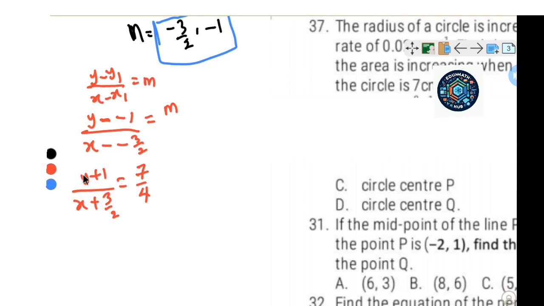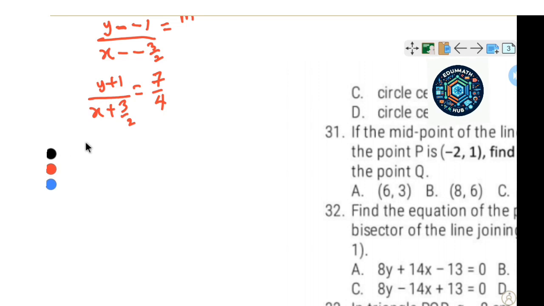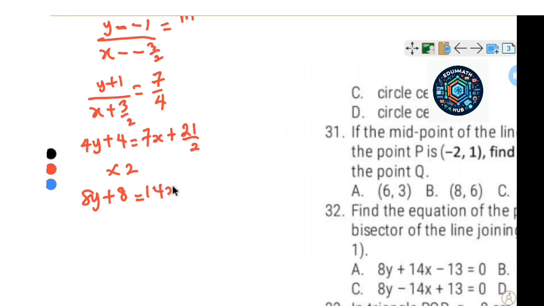Now cross multiply: 4 times y gives you 4y plus 4 times 1, which is 4. 7 times x gives you 7x plus 7 times 3 gives you 21 divided by 2. So let's eliminate this fraction. Multiply all the terms by 2. So 2 times 4y gives you 8y plus 2 times 4 gives you 8. 2 times 7x gives you 14x plus 21 over 2 times 2. So this one will cancel out, and it will just give you 21.